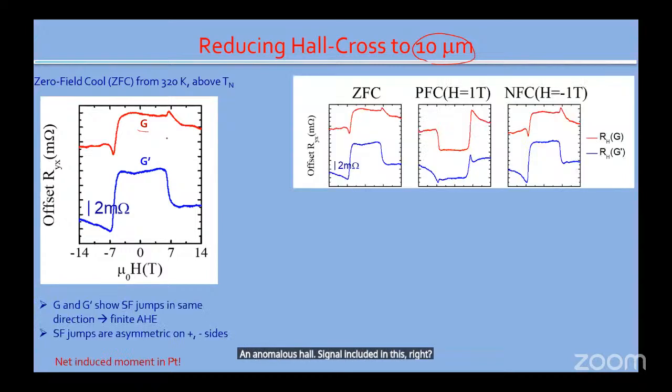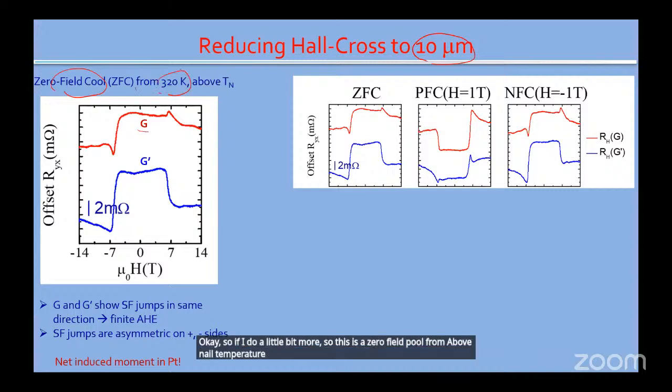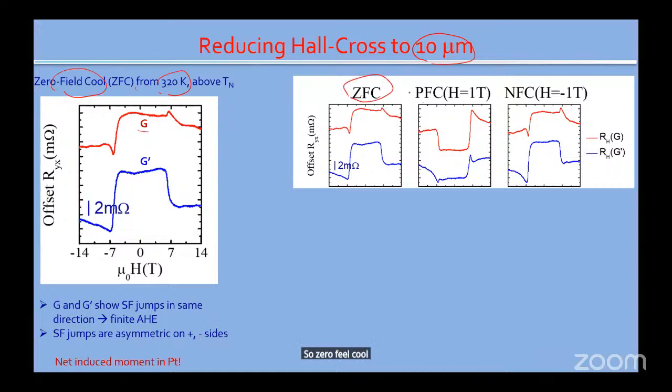Okay, so if I do a little bit more, this is the zero field cool from above the Néel temperature, which is 307 K. So I cooled from 320 K. So that is zero field cool, and I perform field cool, but with a positive field, 1 Tesla. Then another cooling, I use a negative field cool.